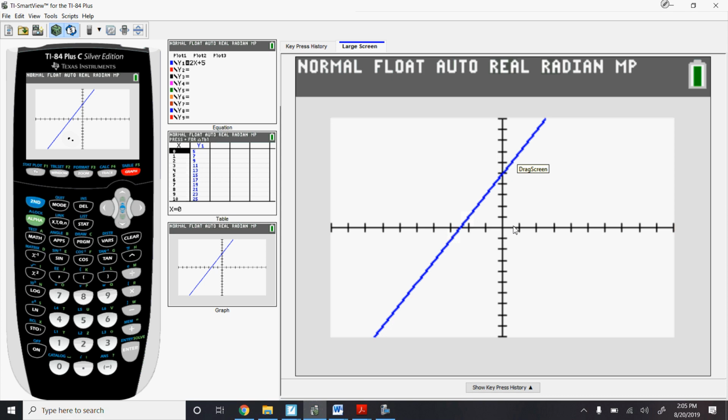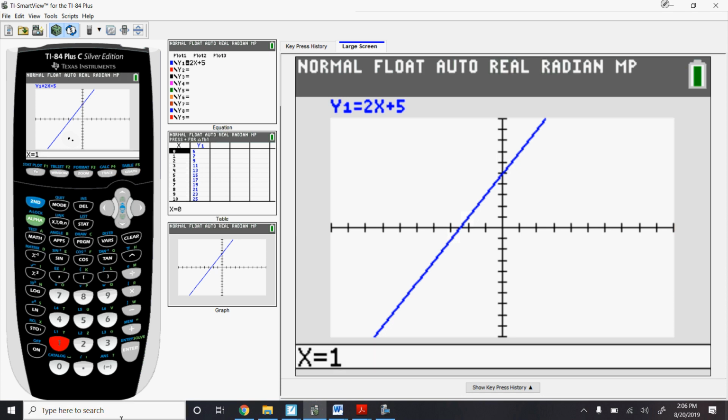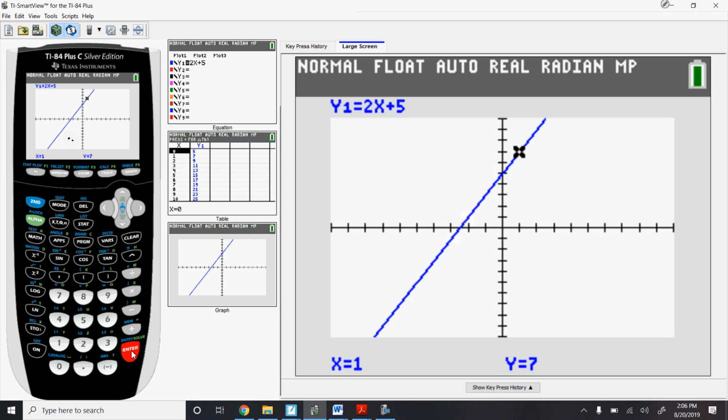What I want to figure out is what y value we are approaching here. On this graph, this is 5, the y-intercept. So it looks like I'm approaching a y value of about 7. I can confirm that by going ahead and tracing. Hit the trace button, and let's trace the number 1. And I see a y value of 7.